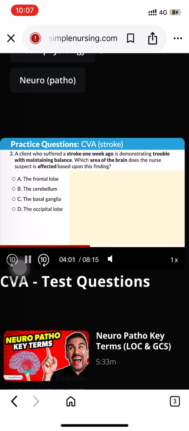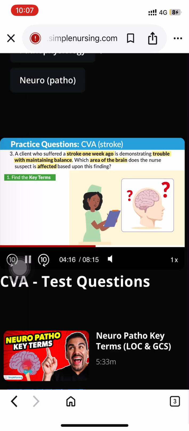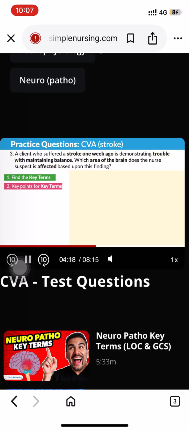Okay, so let's break it down using our 2-step strategy. So number 1, look at the key terms in the question. We have stroke, that was 1 week ago. Trouble maintaining balance, the big key term there is balance. And which area of the brain is affected? So number 2, think of a few things you know about those key terms.